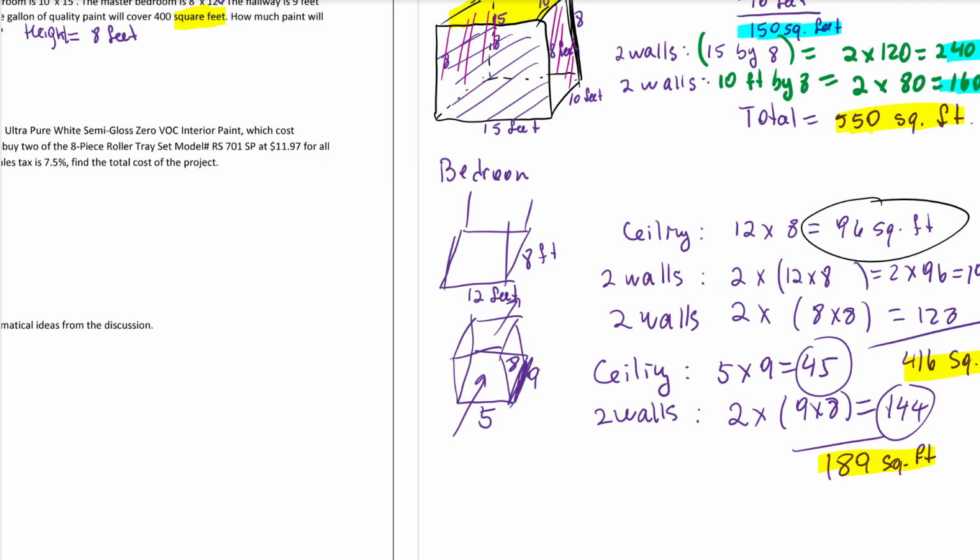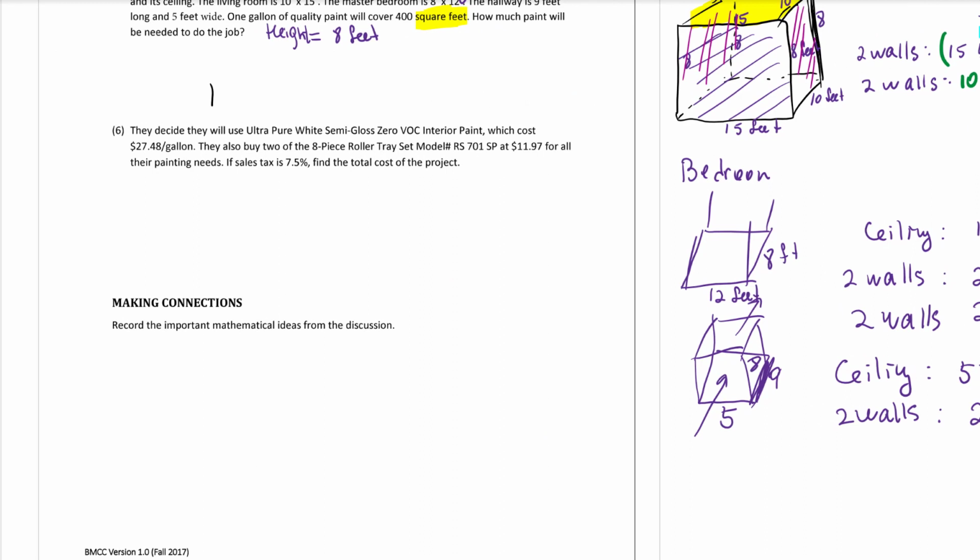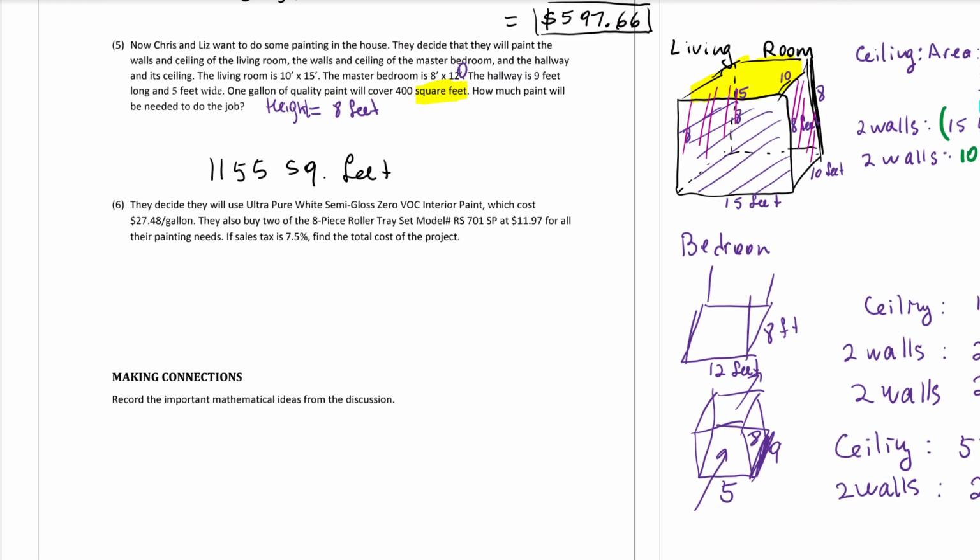Alrighty, so let's add this all up: 189 plus 416 plus 550. I'm getting 1,155 square feet of area to paint. Now each gallon covers 400 square feet. Can you select how many gallons to buy? I'll give you a moment. Okay, let's review. We're dividing by 400 to see how many we need. So 1155 divided by 400 gives us 2.88.